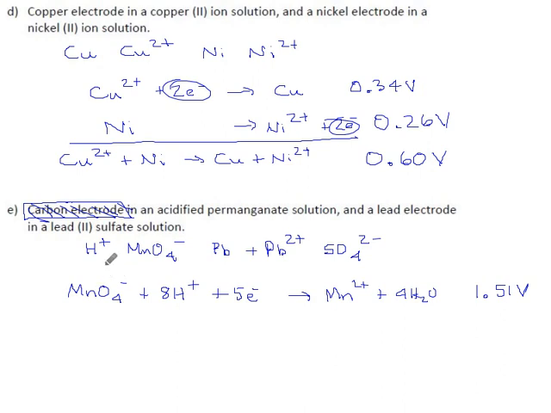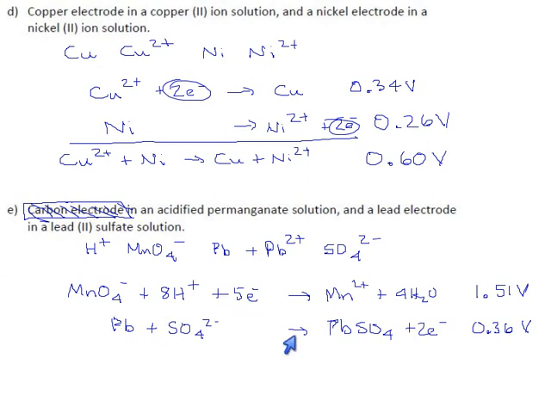And the reverse reaction is lead metal meets sulfate ions and produces lead sulfate and 2 electrons. In the book, this is supposed to be minus 0.36 volts, but since we wrote it in reverse, positive 0.36 volts. When you flip a reaction, you flip its voltage.